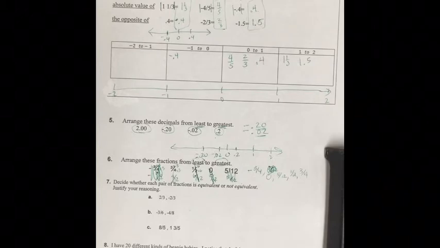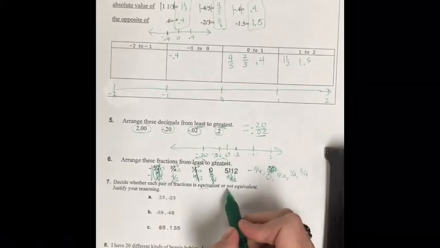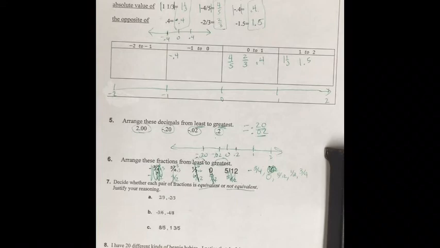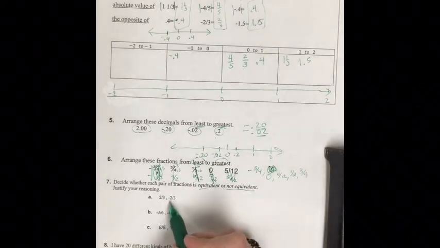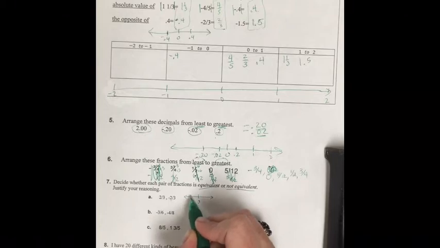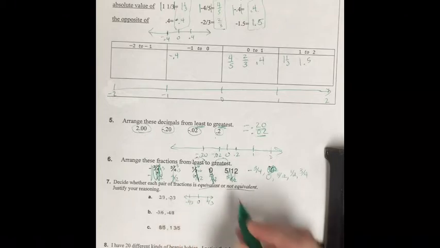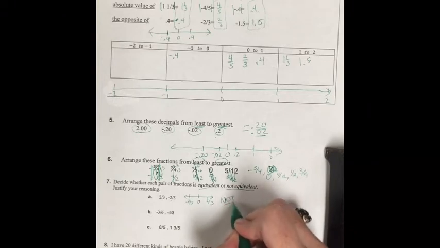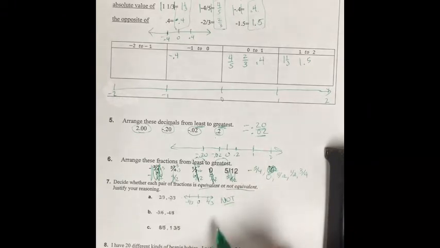Decide whether each pair of fractions is equivalent or not equivalent. Justify your reasoning. Okay? So we have negative 2/3 and 2/3. Okay, so if we look on a number line, here is negative 2/3 and here is 2/3. These are not equivalent. You could show this and say not equivalent because they're on the opposite side of 0 from each other, something along those lines.